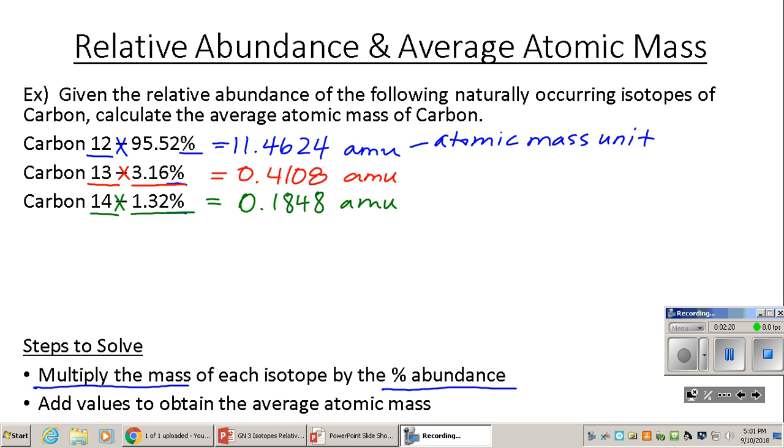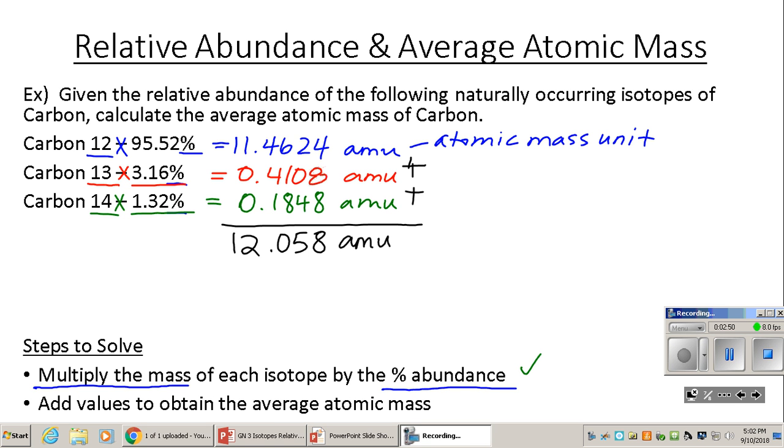So that's really the first step. We've taken each mass and we've multiplied it by the percent abundance. Now to calculate the average atomic mass, all we have to do is add these three numbers together. So we're going to add these three numbers together, and that's going to tell us our average atomic mass for this particular set of isotopes, which is 12.058 atomic mass units. Okay, so our final answer, again, does not involve any division whatsoever.